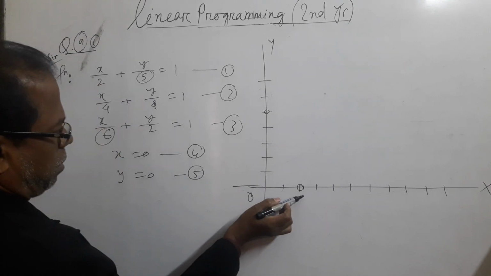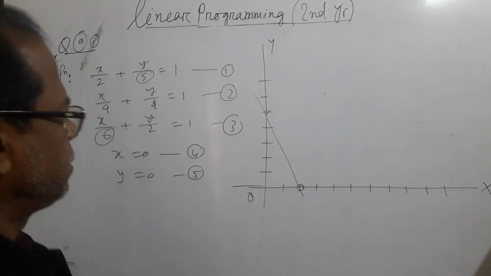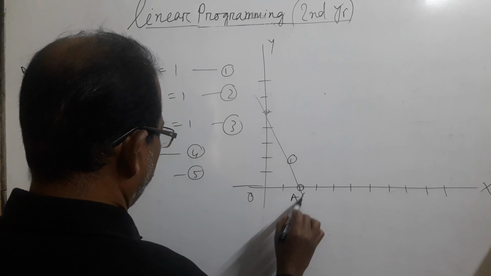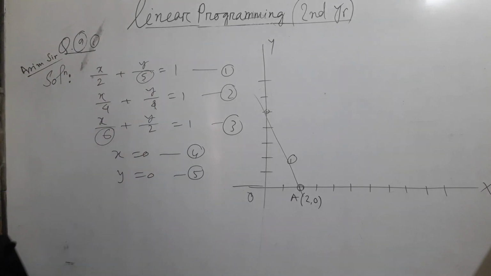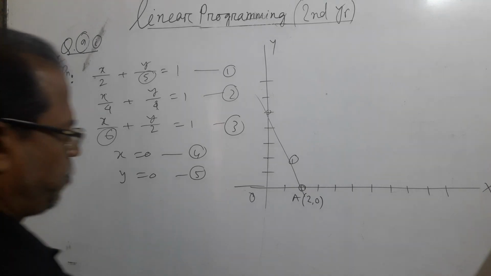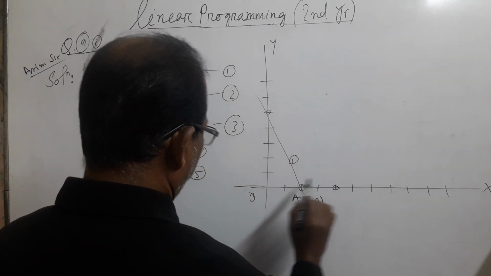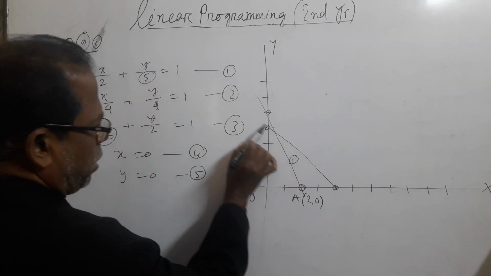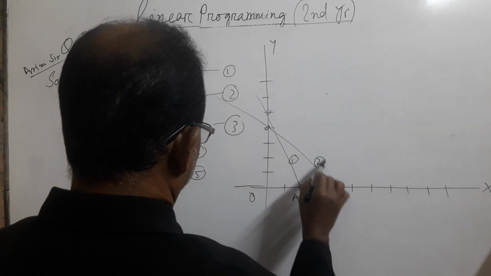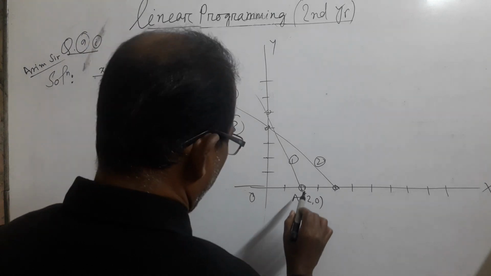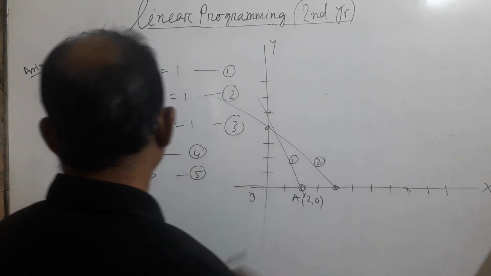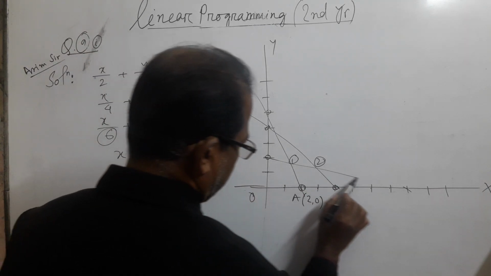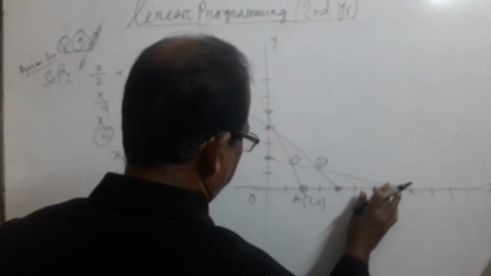This is the first line. For number 2, x by 4 and y by 4, mark 1, 2, 3, 4 on each axis. For number 3, x by 6 and y by 2, mark 1 to 6 on the x-axis and 1, 2 on the y-axis. So this is the third line.